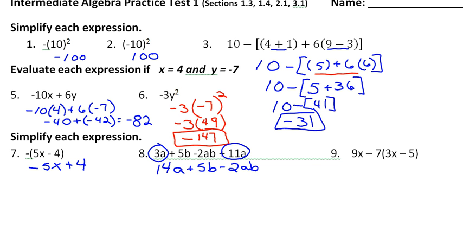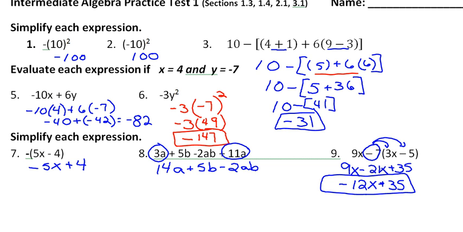Number 9, be careful. You need to distribute this negative 7 into the 3x and into the 5. So we have 9x. Negative 7 times 3x is negative 21x. Negative 7 times negative 5, negative times negative is positive 35. Alright, now all we have left is to simplify by combining like terms. 9 minus 21 is negative 12, so we have negative 12x plus 35. Alright, and that's your simplified version of that expression.